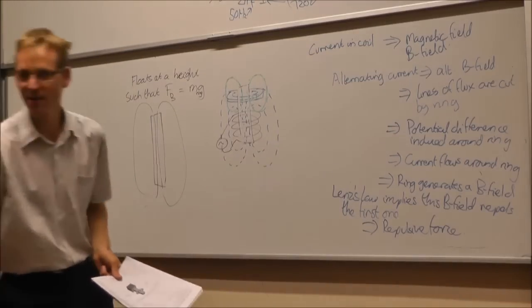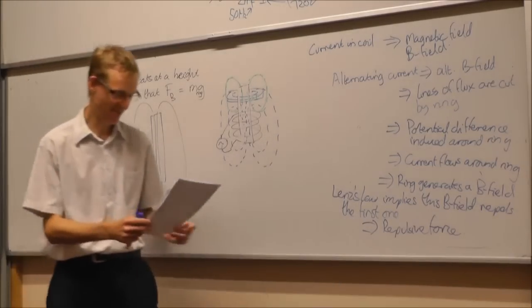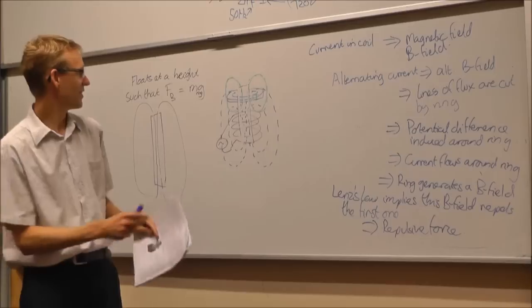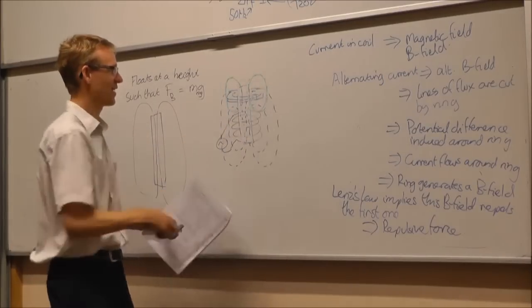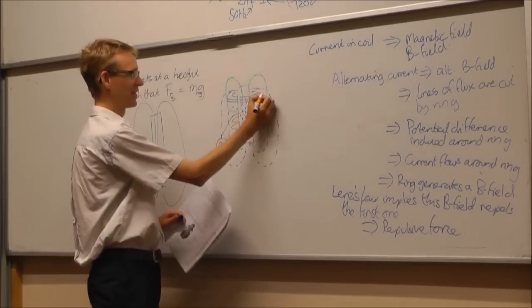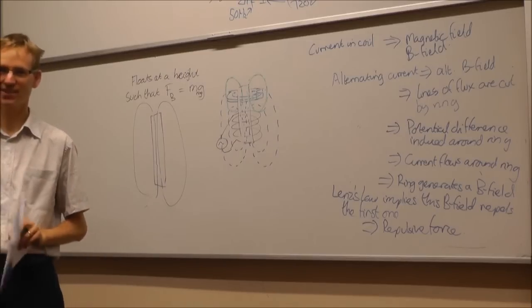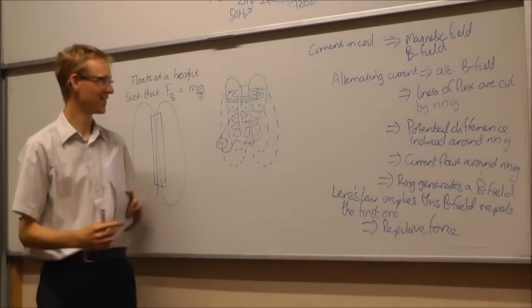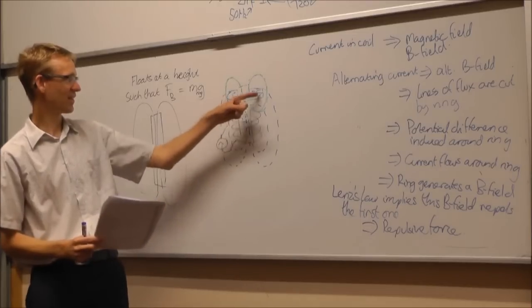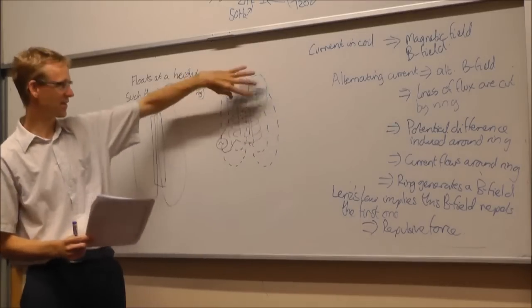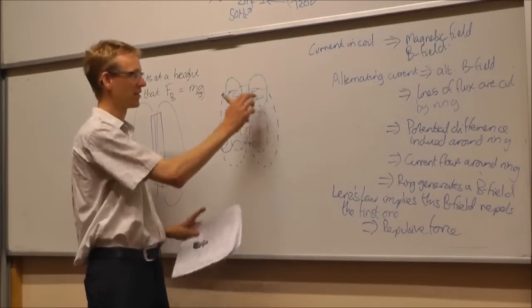And having done this experiment a lot in the lab, although the question doesn't ask for it, if we put a hole in that ring, it doesn't work, it doesn't go anywhere. That's because your current can't flow through there, so you don't get this second magnetic field.